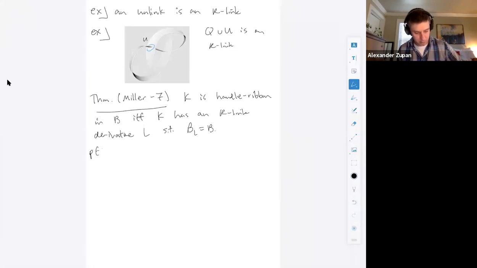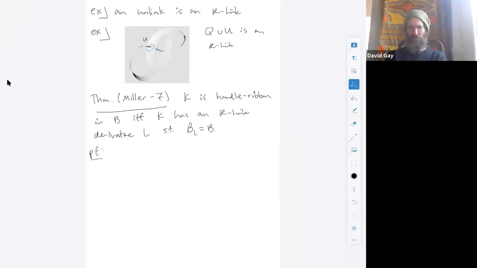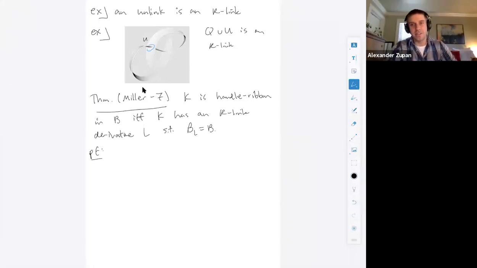So this is a little different than your example above, because you're not saying K union L is the R-link. You're just saying L all by itself is the R-link. Right? That's right. This is not an R-link derivative. No. In fact, if I drew the two unknotted components, that would be every unlinked derivative is an R-link derivative. Yeah.